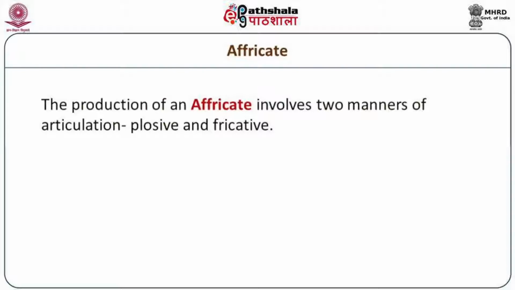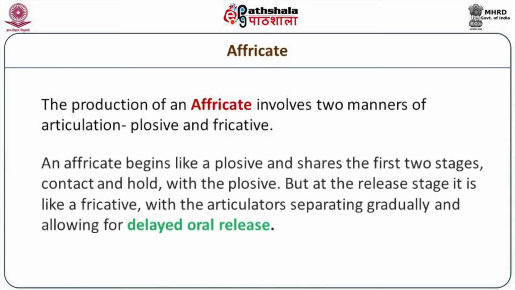Affricates. Affricates are a manner of articulation that combine 2 different manners, namely plosive and fricative. They begin as plosives, and so they have the first 2 stages, namely the contact stage and a bit of hold stage together, which is what makes them share features with plosives. However, they differ from plosives and come closer to fricatives in the last stage, namely the release stage.